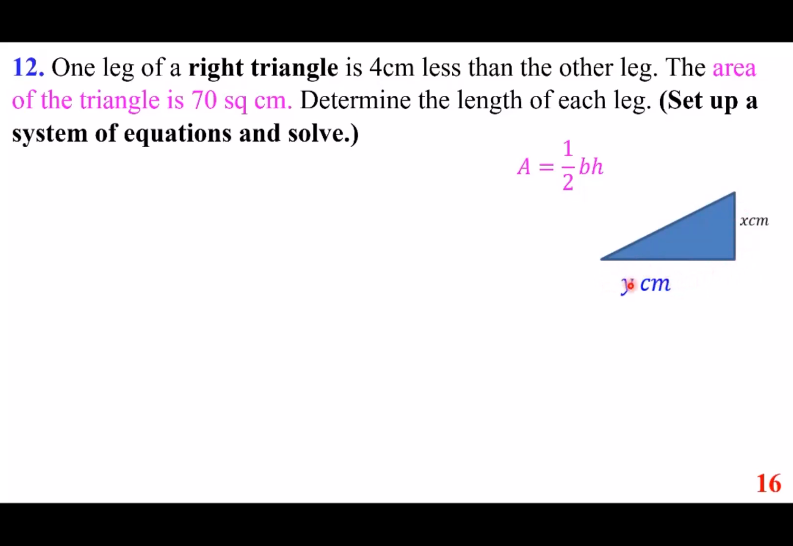When we have a right triangle, the legs are the base and height. So 1/2 x times y is 70. So this is from the first part, and then this one from the area. First and foremost, we don't want a fraction, so we get rid of the 1/2 by multiplying by 2: xy becomes 140. Substitution is the best course of action. x is y minus 4, plug it in.